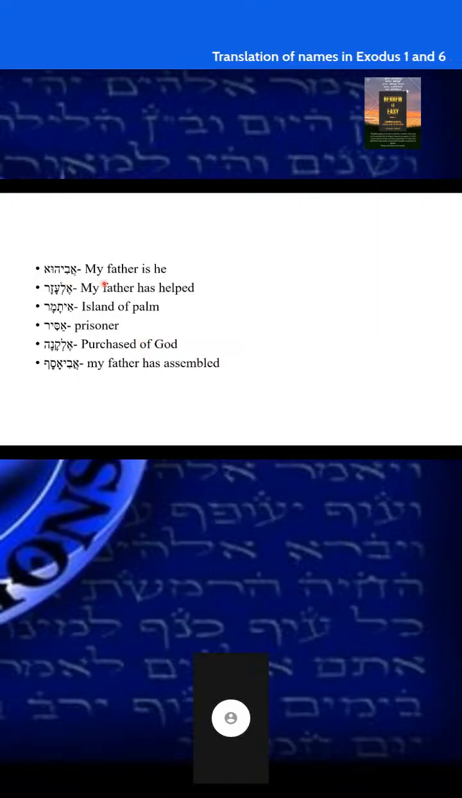Abihu, meaning my father is he. El-Atzar, meaning my father has helped. Itamar, meaning island of palm. El-Lakhwanah, meaning purchase of God. Abi Asaph, meaning my father has assembled.